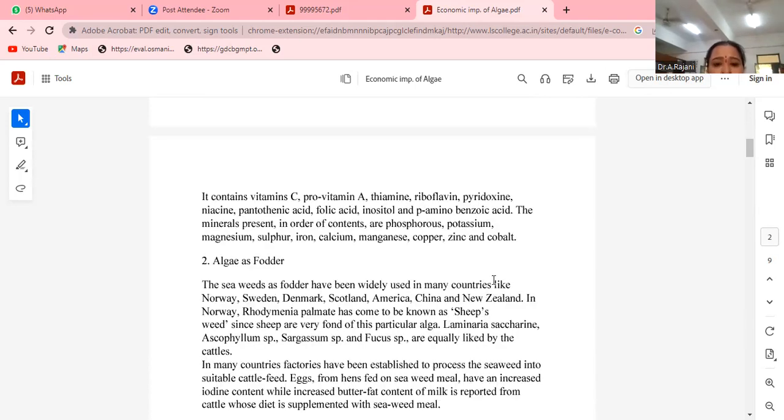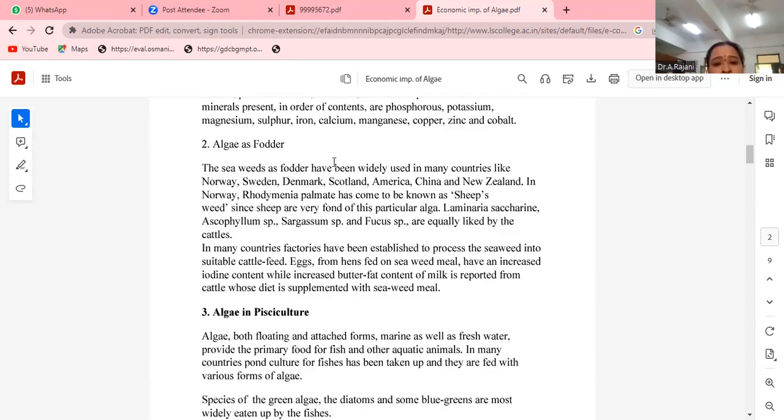And what is fodder? This is seaweed fodder. You know what type of countries utilize this. In many countries, factories have been established for seaweed processing. That is cattle feed, hens' feed for eggs, seaweed meal, which increases the iodine content in butter, fat and coconut milk. These are the main uses of seaweed meal.